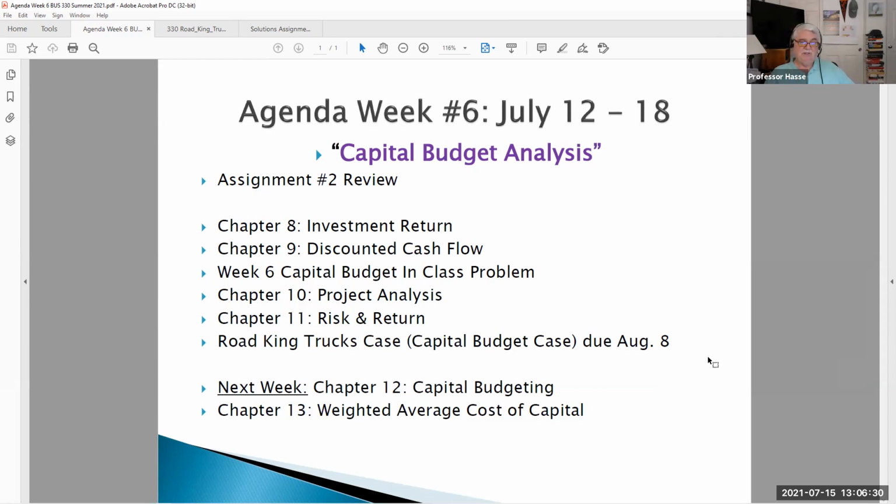So please make sure you clean that up, because next week we have the capital budget case that's due August 8th. We then have assignment number 3 next week, which will be a capital budget analysis. And then we have our final examination. So those are the 3 main grades left: assignment 3, the Road Kings case, and the final examination. So make sure you know where you stand in the class grade-wise as we head into the final half of our course.